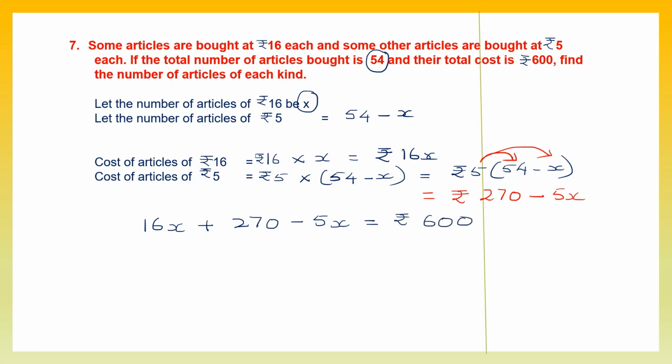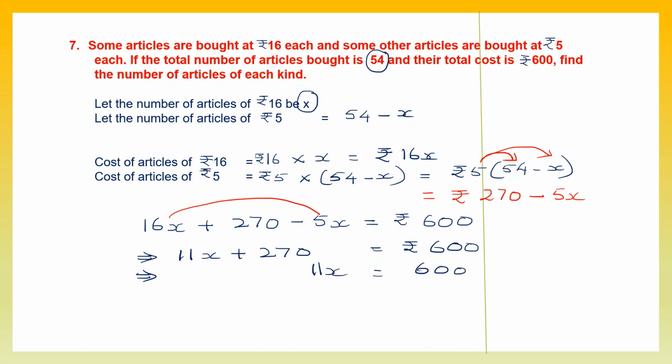So now let's work on the x terms. 16x minus 5x. 16 minus 5 is 11. So 11x plus 270 will give us 600 rupees. So to find the value of 11x, what do we do? We say 600 minus 270. So let's do that subtraction here.